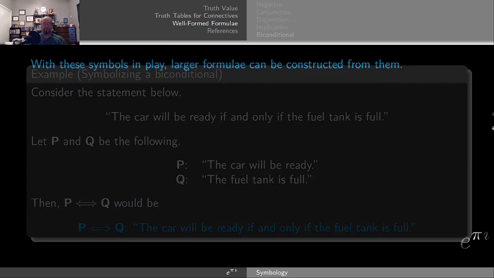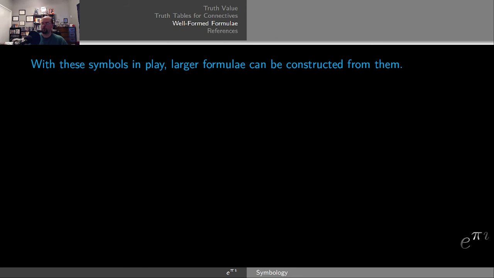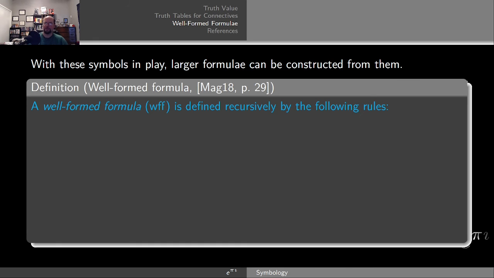With these symbols in play, larger formulas can be constructed from them, what are called well-formed formulas by Magnus. A well-formed formula, or WFF for short, is defined recursively by the following rules. The first of which is every atomic sentence is a well-formed formula. So if you start with the building blocks, atomic sentences, atomic sentences on their own are well-formed formulas. So what happens next? How do you build other well-formed formulas? Well, what you do is you build them recursively from these pieces, using the following operations.